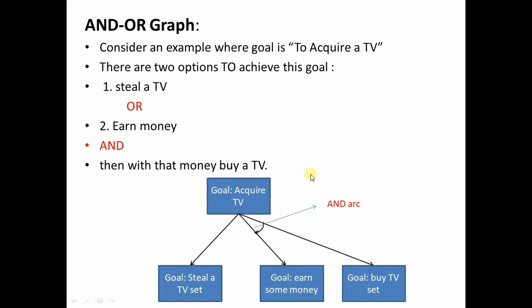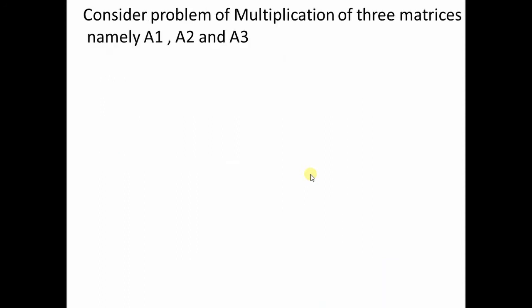So let us get a clearer insight into this by seeing another example. I'll give you a simple example. Consider a problem of multiplication of three matrices, namely A1, A2, A3. Here I am assuming that the dimensions of matrices A1, A2 and A3 are such that multiplication of those three matrices is possible. So let's see what our main goal is. Our main goal is to achieve A1 A2 A3, multiplication of A1, A2, A3. Let us represent this main goal with a node, say 1.